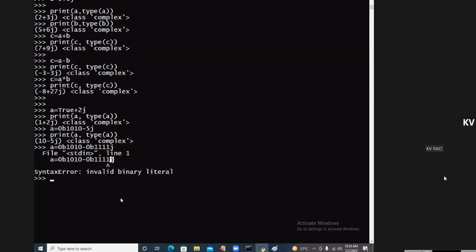It is not going to allow this. So invalid binary literal, it is saying 0b, this is not going to be possible. Take care of that, take care of this, it is only possible like this. A is equal to, once again I'm saying, A is equal to, I'm writing here 0xA plus 0xF.